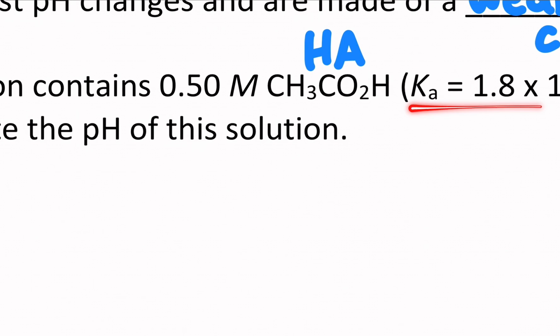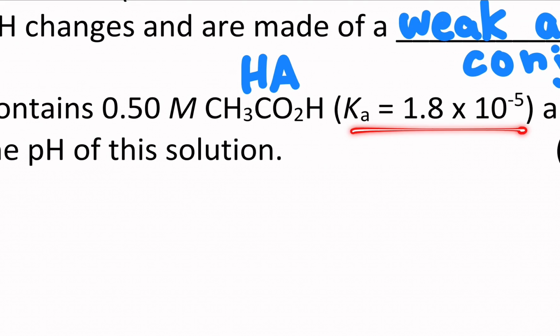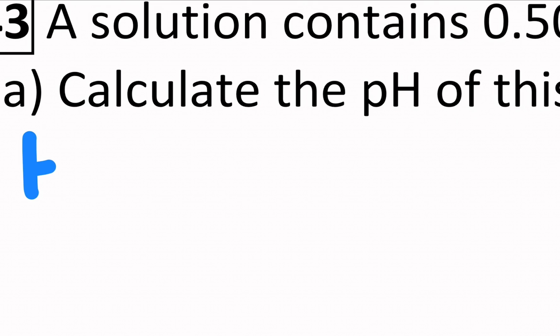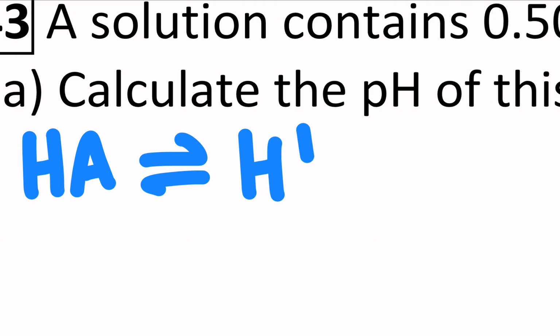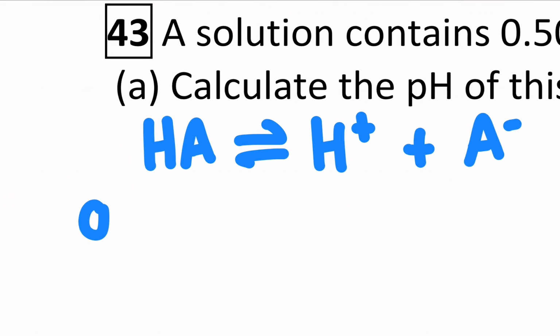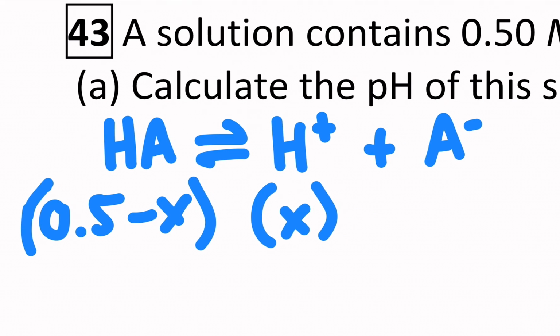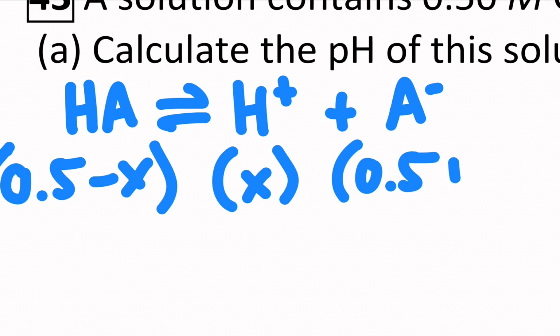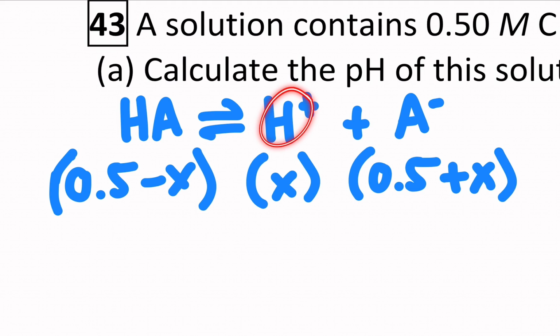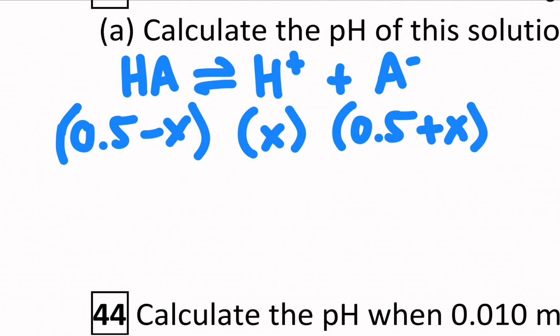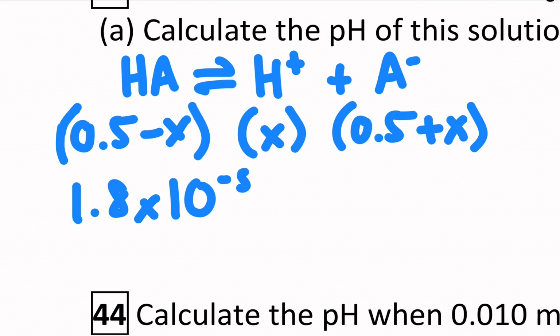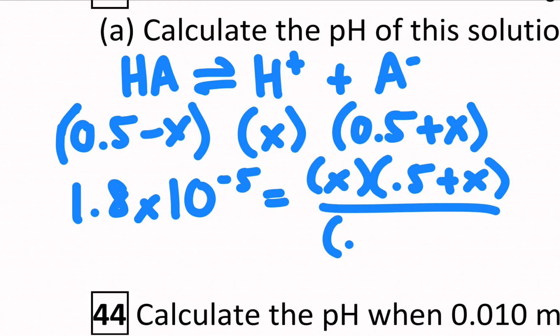Well, they give us the Ka. If you're ever stuck, look at what Ka they give you, write the equilibrium that goes with that. This is the acid equilibrium. So we have HA dissociating into an H plus and an A minus. Now we have 0.5 molar of the HA. I'm going to lose some amount of it, let's say X. I'm going to gain X of the H plus, and yes, I'm going to gain X of the A minus, but I actually already have 0.5 of it in my starting point. So when I set up my Ka expression, Ka is 1.8 times 10 to the negative 5. That's equal to X times 0.5 plus X all over 0.5 minus X.